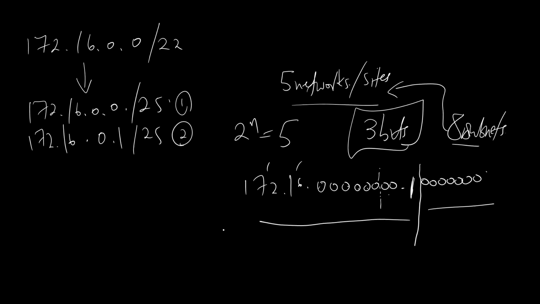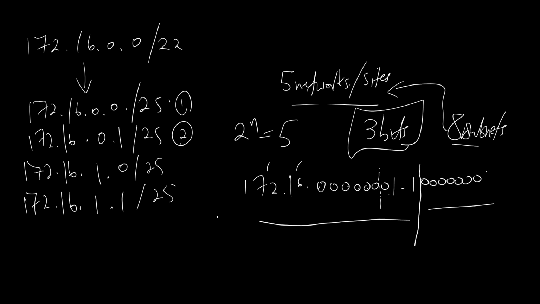What will be my network number 3? My network number 3, this one will change to become 1. 172.16.1. This becomes 0. We start with 0/25. Then after that, 172.16.1.1. This becomes a 1. That becomes my 4th network. I want to create a 5th network.